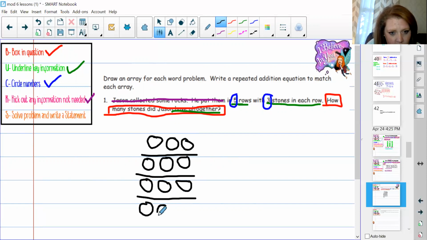1, 2, 3. That's 4 rows. We need 1 more row. 1, 2, 3. That is 5 rows.